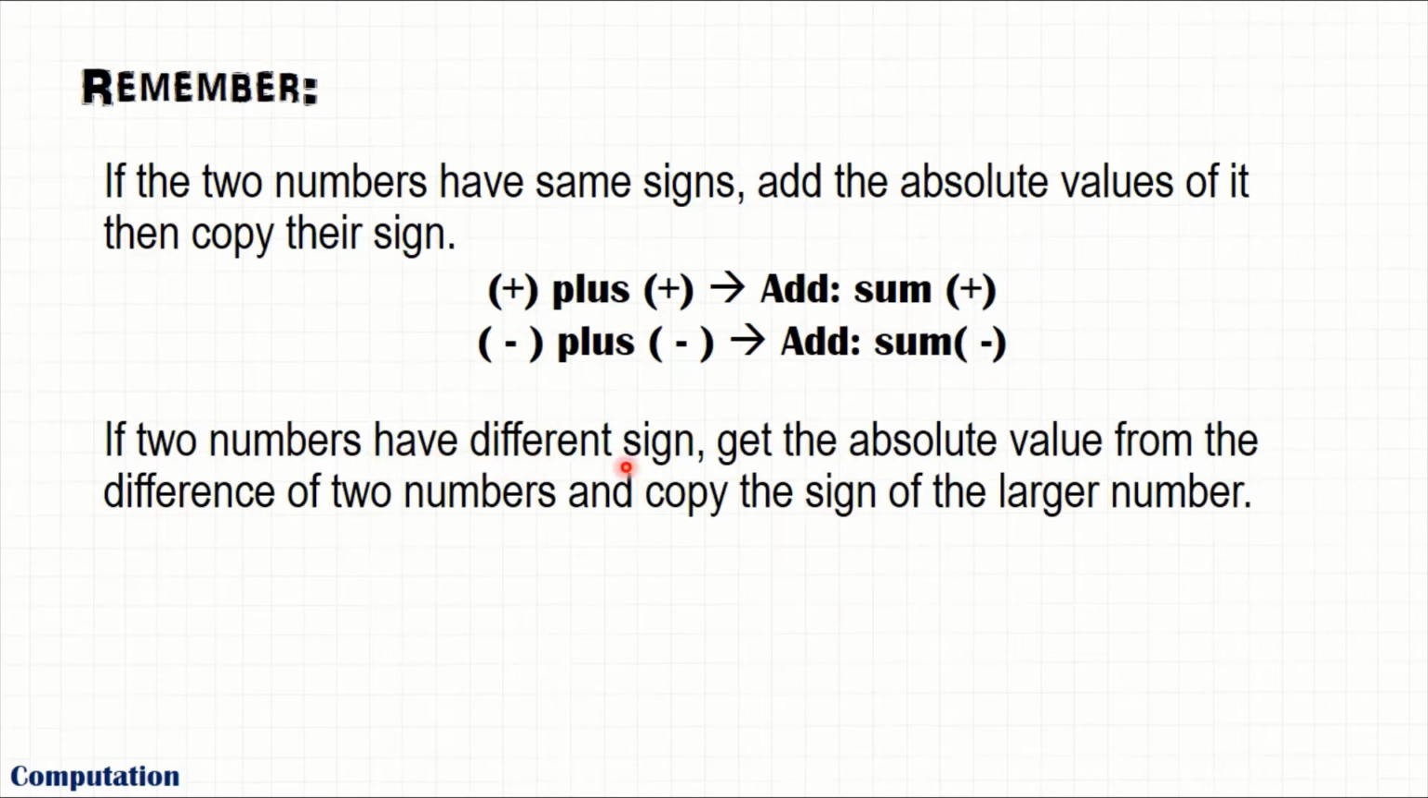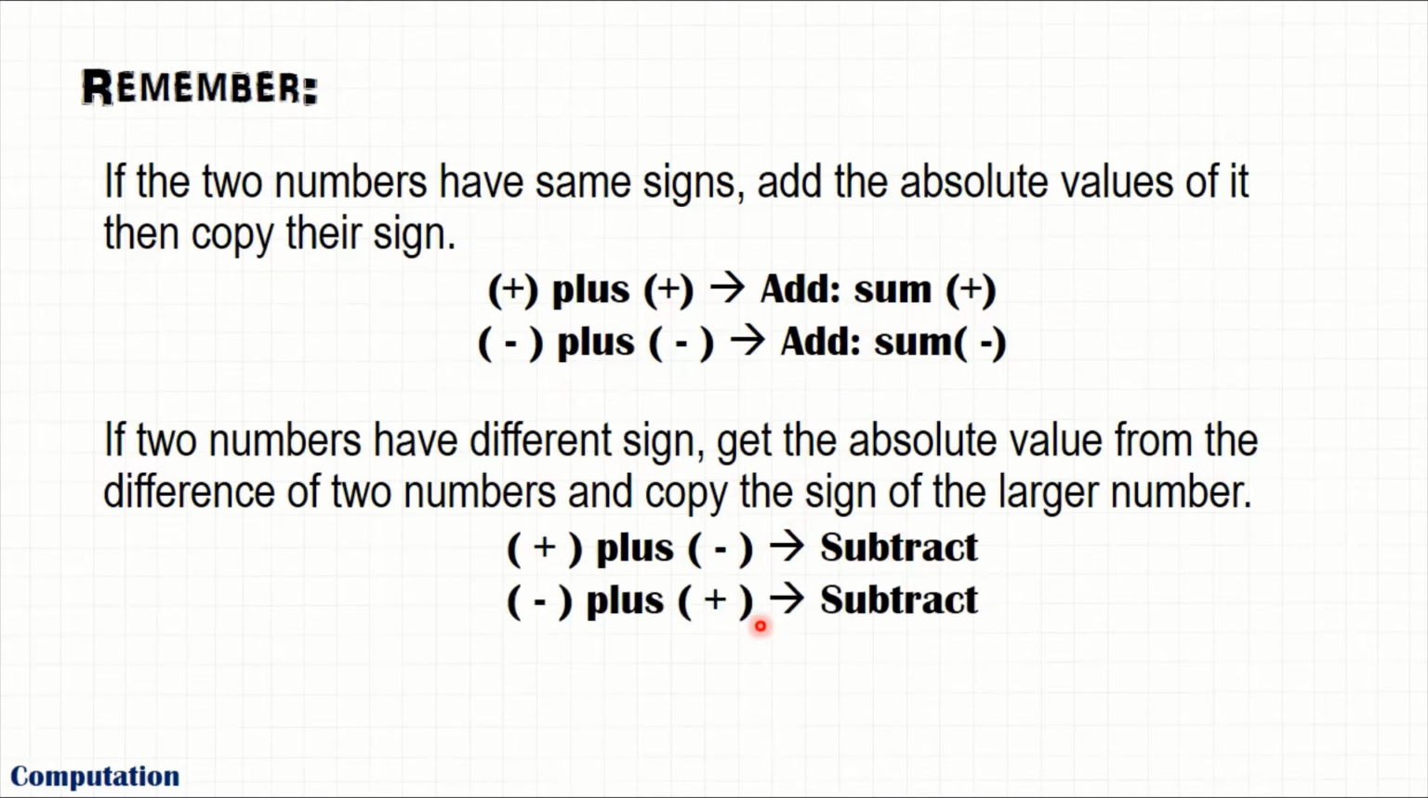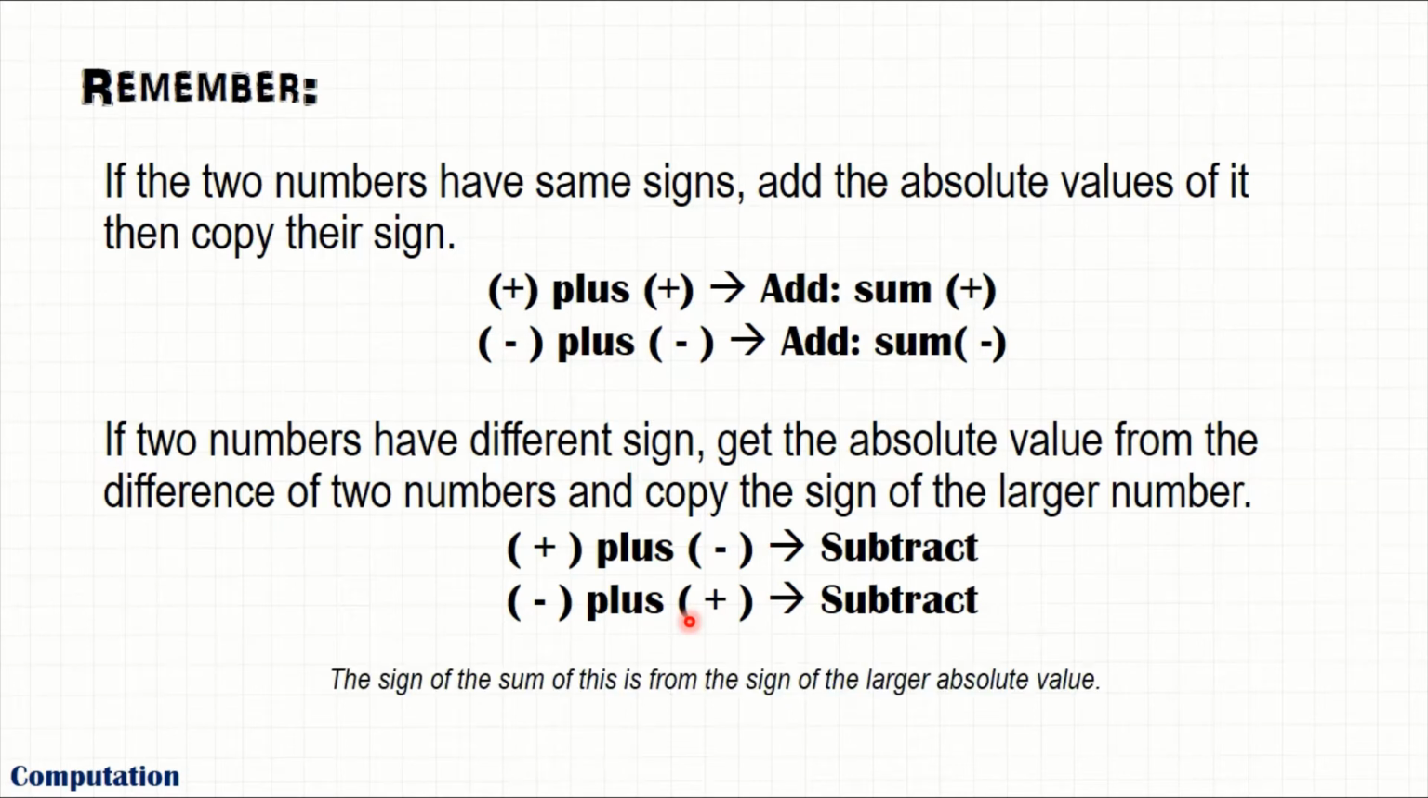If two numbers have different signs, meaning one is positive and one is negative, you have to get the absolute value from the difference of two numbers and copy the sign of the larger number. So kapag nag-add tayo ng different sign, i-minus mo yung dalawang numbers na yun and ang kukunin mong sign para sa sagot ay mula do sa sign ng pinakamalaking number. So if we have positive plus negative, we have to subtract the numbers as well as negative plus positive. Again, the sign of the sum of this is from the sign of the larger absolute value.